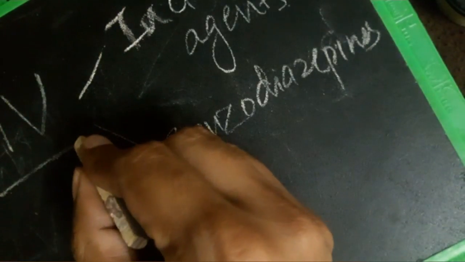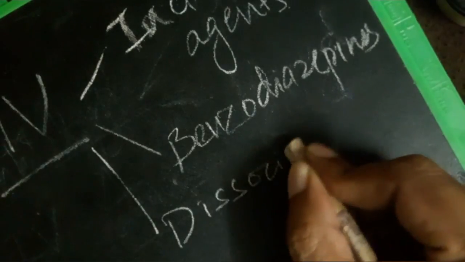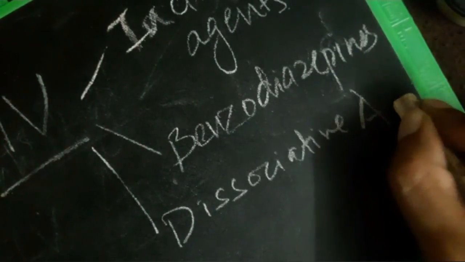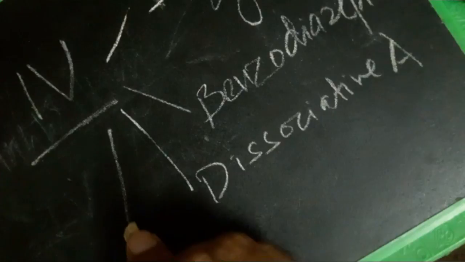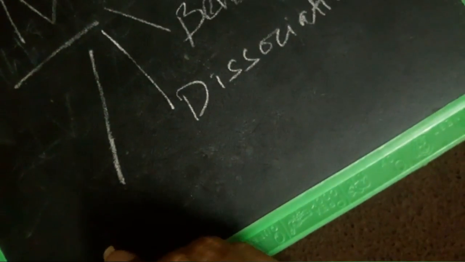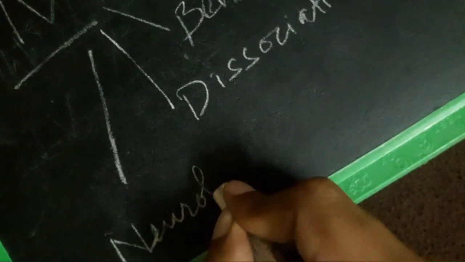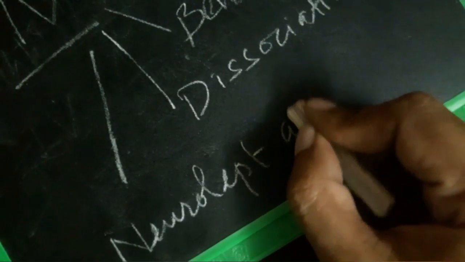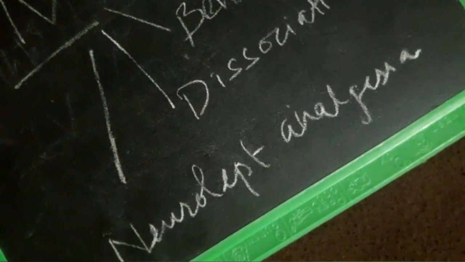Then there may be dissociative anesthesia, an example is ketamine, and the 4th part of the classification is neurolept analgesia. An example is fentanyl. So that is about the classification of general anesthetics.